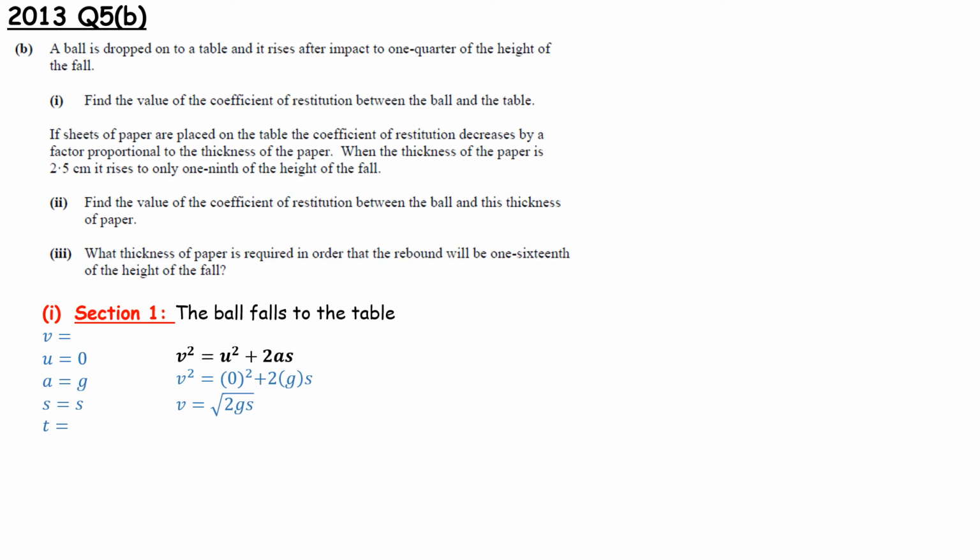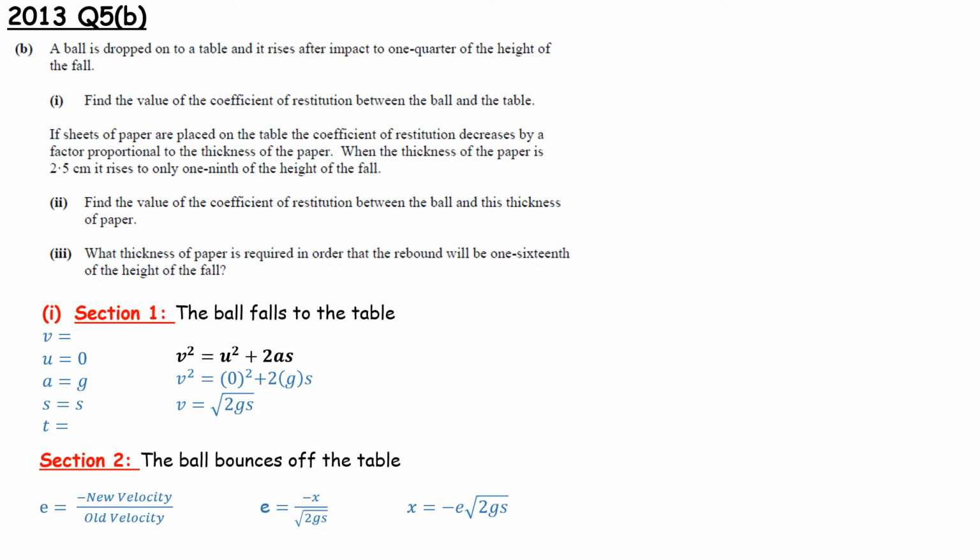We then have the bounce on the table. So just like before, we have E is equal to minus new velocity over old velocity. Again, I'm using x for my new velocity, and we get our answer for this bounce, the velocity that it leaves the table. We get this in terms of E, I've left it in terms of g and s.